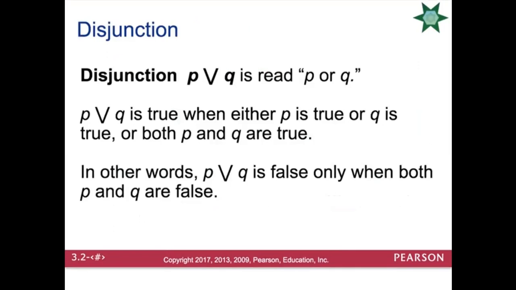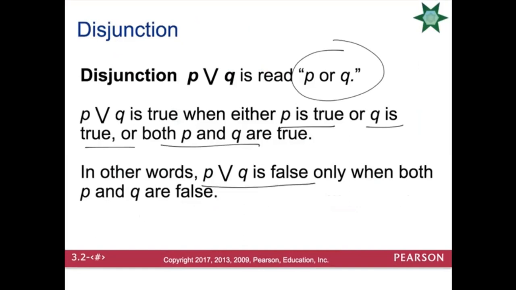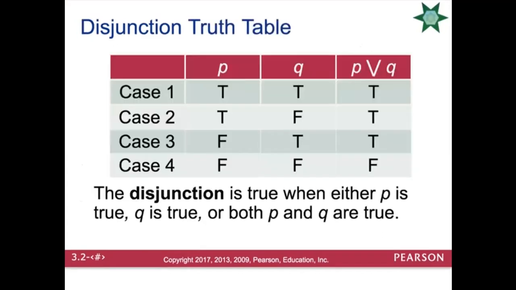Disjunction, which is read "P or Q," is going to be true whenever P is true, or whenever Q is true, or whenever both P and Q are true. So basically, the only time the disjunction is false is when both P and Q are false. So the truth values for a disjunction will look like this.